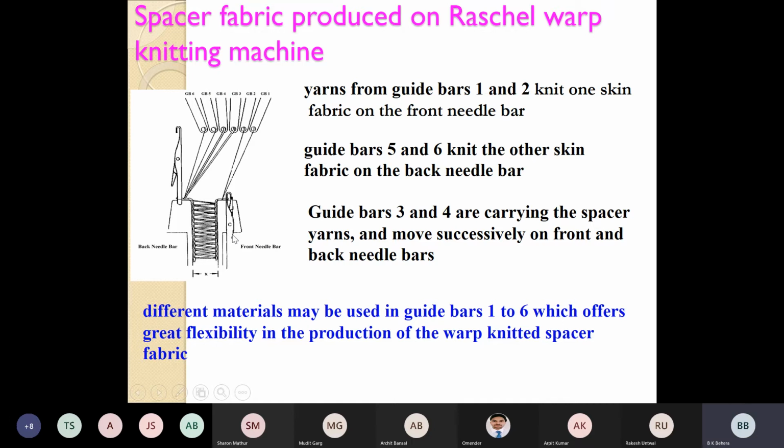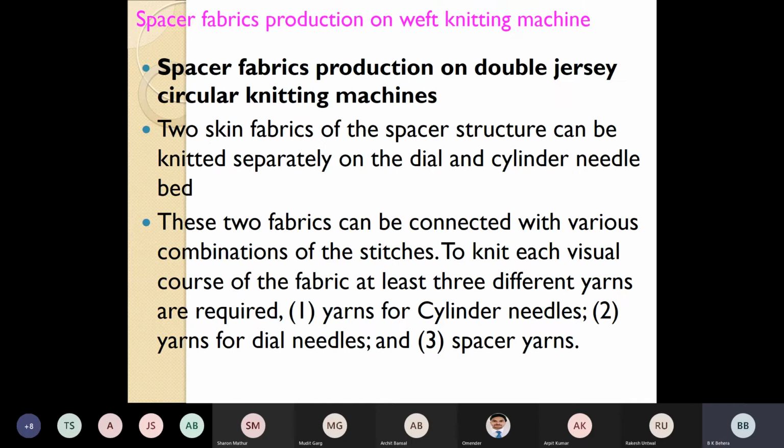So this is about spacer warp knitted structure. Spacer fabric can also be produced on weft knitting. In a double jersey circular knitting machine, or you must have come across the flatbed knitting machine, V shape. In V shape, we have a front line, we have a bottom line, and we can connect the top and bottom line.